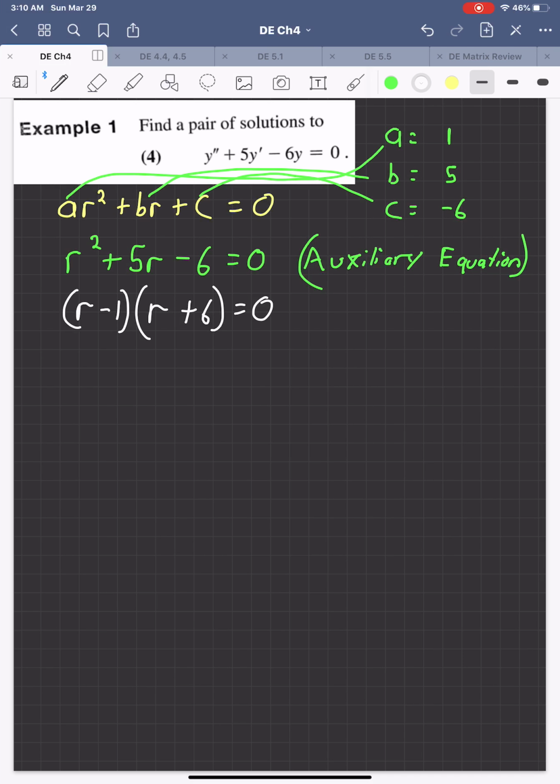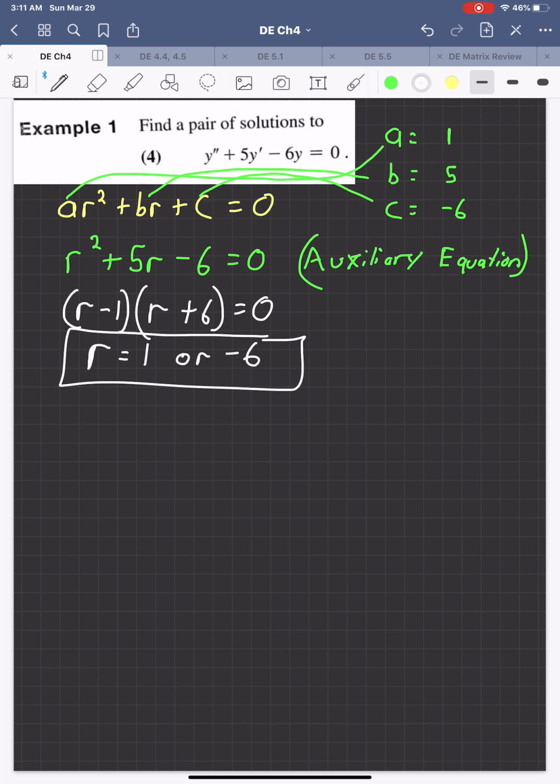And this tells me that r, let's say r sub 1 in this case, I'll tell you what I'll do, I won't do that yet. So in this case, r is going to be equal to 1 or -6. With me so far? Okay.